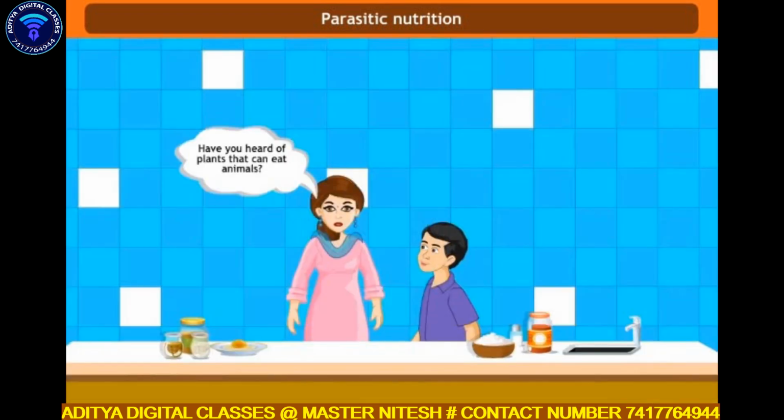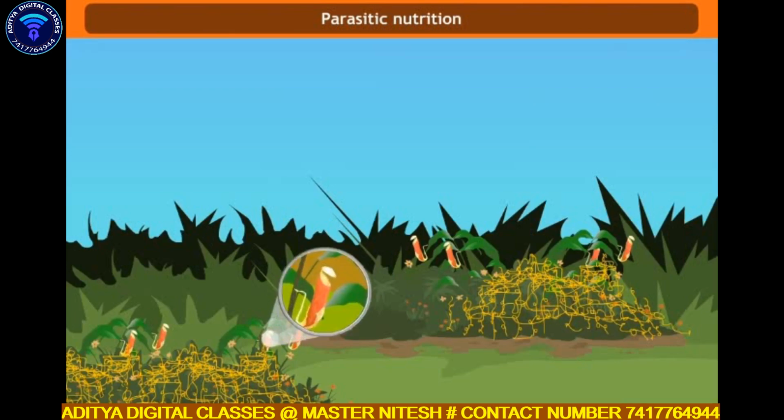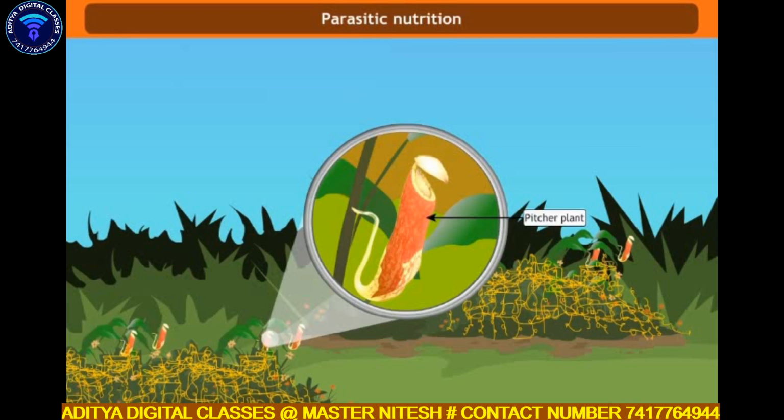Have you heard of plants that can eat animals? Pitcher plants have a leaf that forms a lid, which can open and close the mouth of the pitcher. When an insect lands in the pitcher, the lid closes and the trapped insect gets entangled in it. The insect is digested by the digestive juices secreted in the pitcher. Such insect-eating plants are called insectivorous plants.